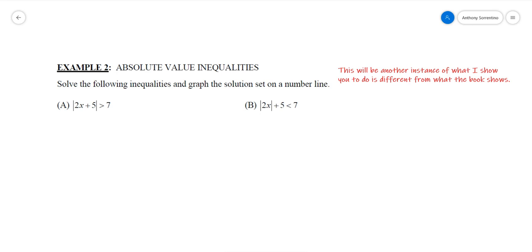And what I'm going to do, for any inequalities from here on out, is first solve a similar equation. The similar equation is simply me taking the inequality out and replacing it with an equal sign. And then craft the solution from the number line.